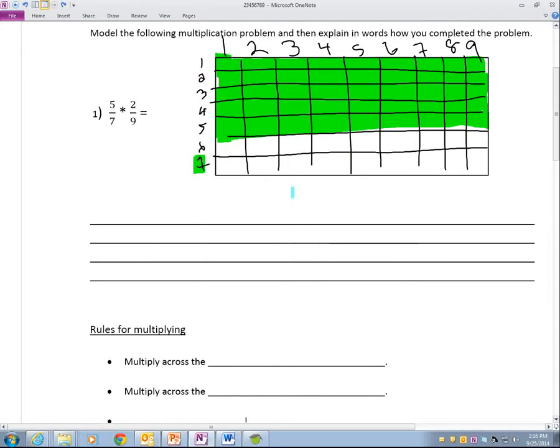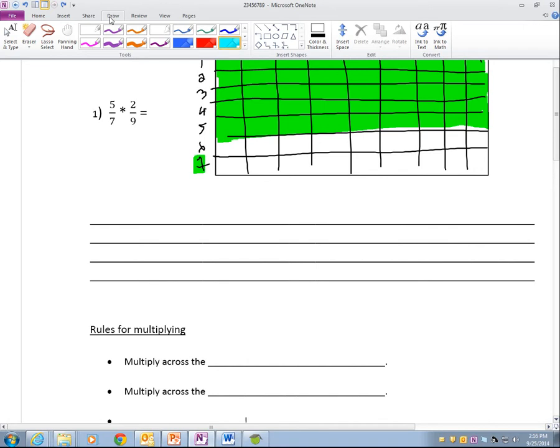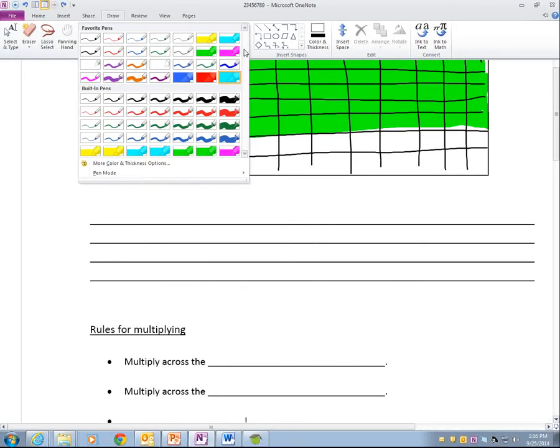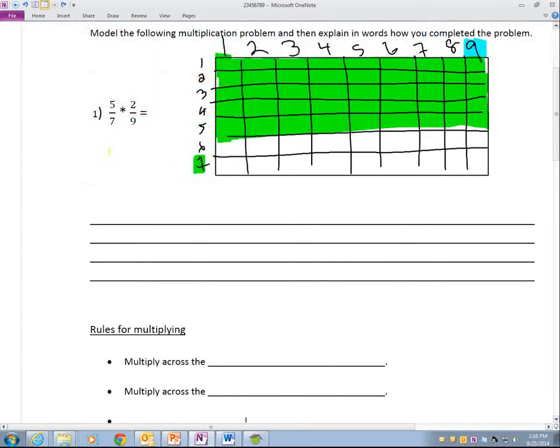Okay, so then we have 2 ninths. So it's the ninths that we're dealing with, and the ninths go up and down, so I'm going to go 2, and you can't see that. Okay, let's try that again. Draw. Oops. 2 ninths. You can't see that either.